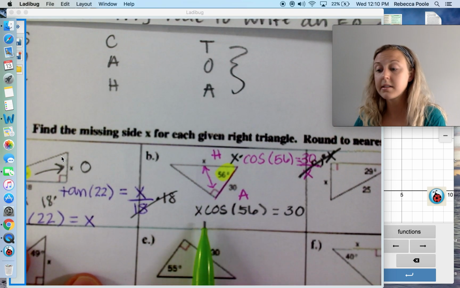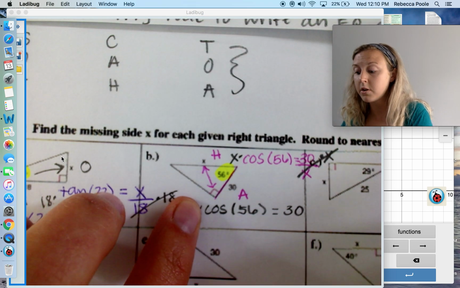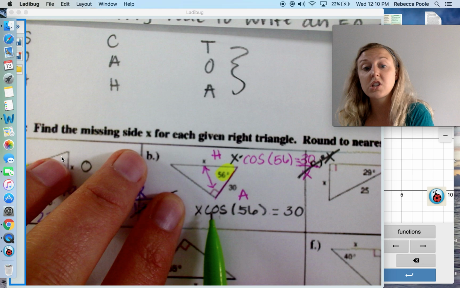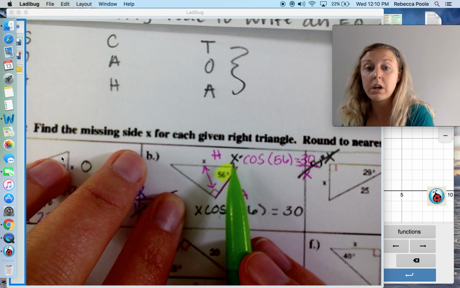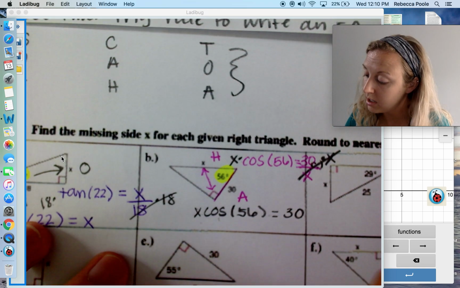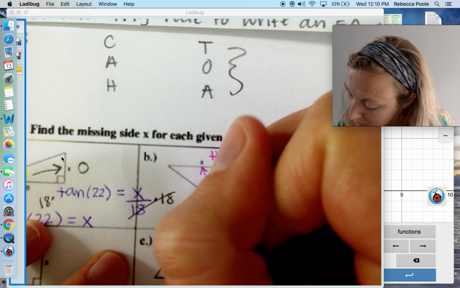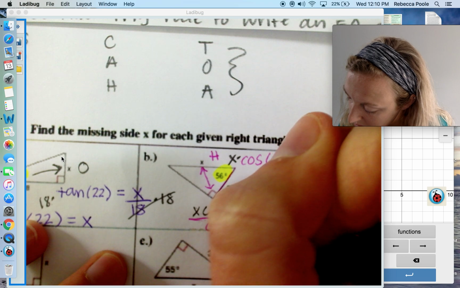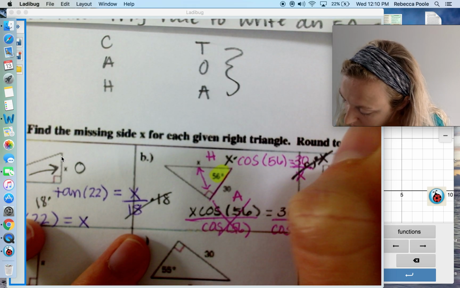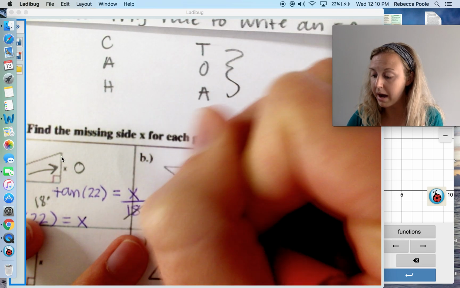And now that X is out of the denominator, when you cover it, we need to move this cosine 56, right? It's touching the X, which means they're multiplying. We know they're multiplying because I wrote that over here, right? So we need to divide this cosine 56 on both sides. So look, that gives us X by itself.